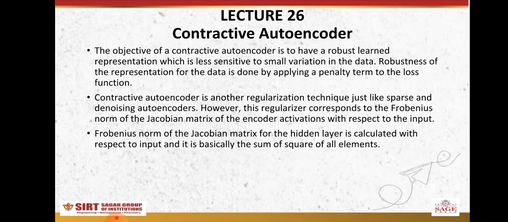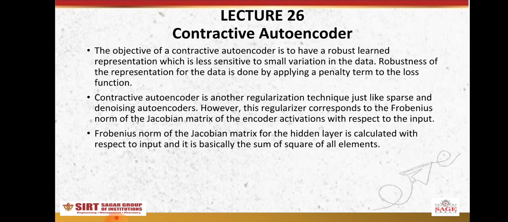Then coming towards the contractive autoencoder, the objective of a contractive autoencoder is to have a robust learned representation which is less sensitive to small variation in the data. Robustness of the representation for the data is done by applying a penalty term to the loss function. The contractive autoencoder is another regularization technique just like sparse and denoising autoencoders. However, this regularizer corresponds to the Frobenius norm of the Jacobian matrix of the encoder activations with respect to the input.